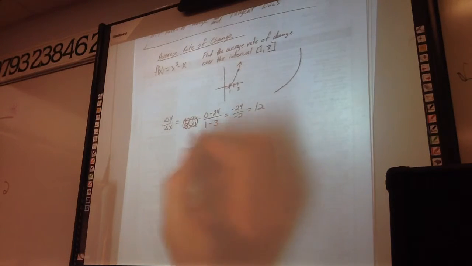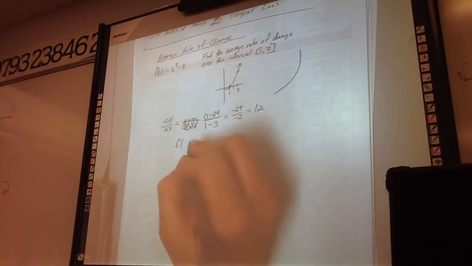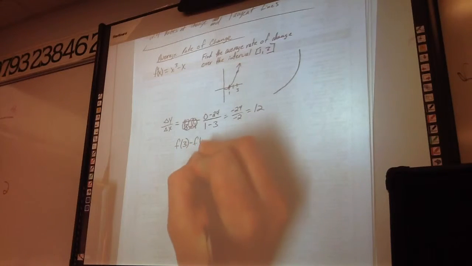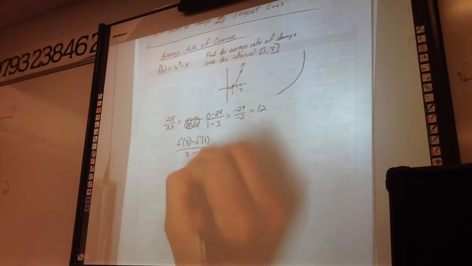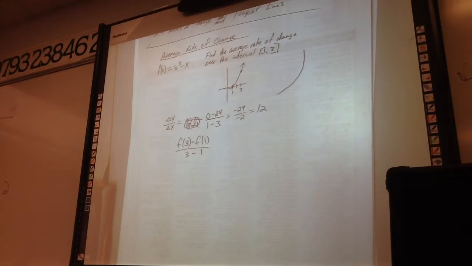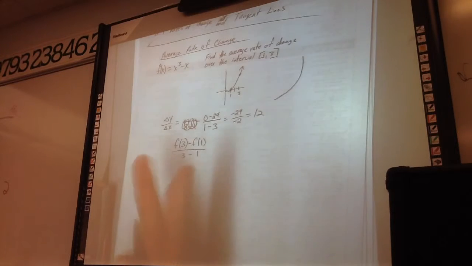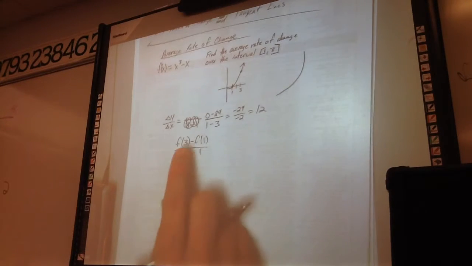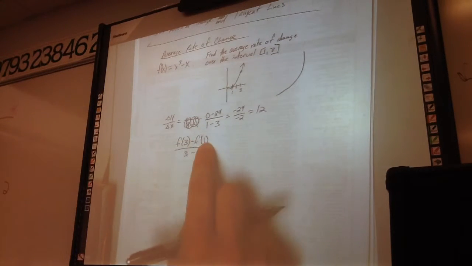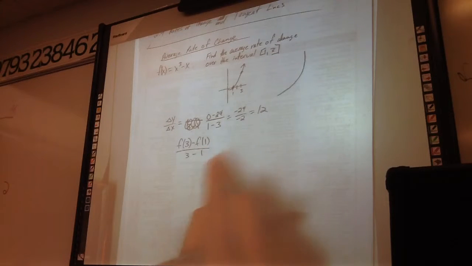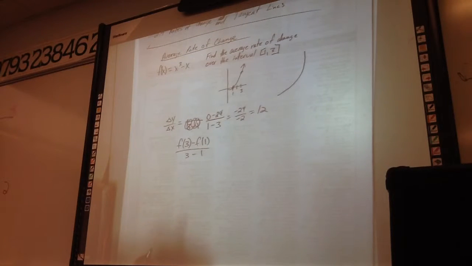The other way we could have written this, we could have gone f of 3 minus f of 1 over 3 minus 1. Doesn't that kind of look like what we did before? F of 3 just means plug in 3. Well, I switched the order. That doesn't matter. Plug in 3, plug in 1, you get 24 minus 0 over 3 minus 1, you get the same thing, right? That's average rate of change. But guess what we're going to do now?